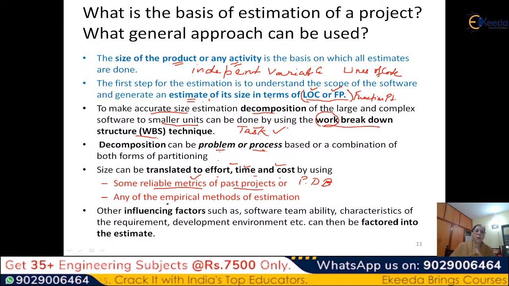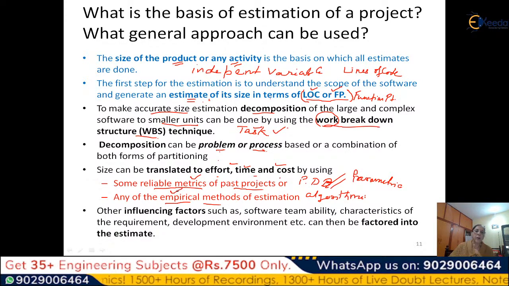Otherwise, we have to go to some empirical methods. Why do I call it empirical? Because most of the algorithmic or parametric methods in software engineering for estimation are derived by doing a lot of observations or experiments. So they can be parametric or algorithmic, and they are empirical methods.